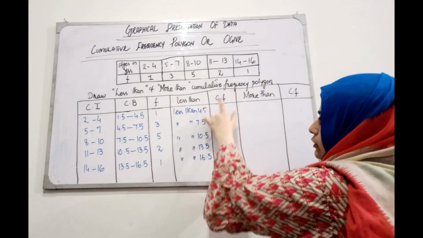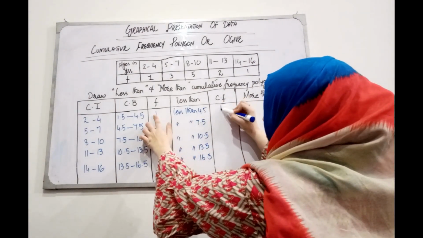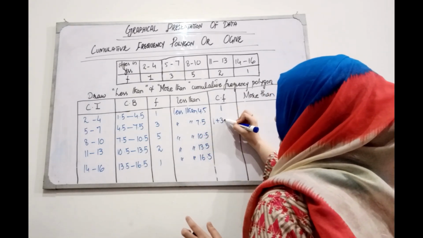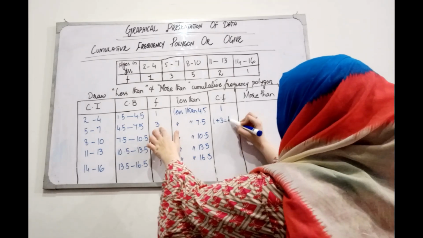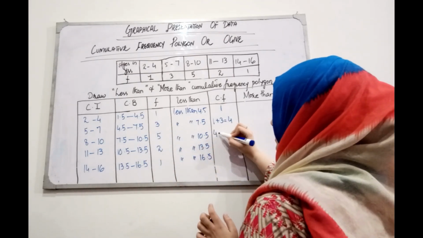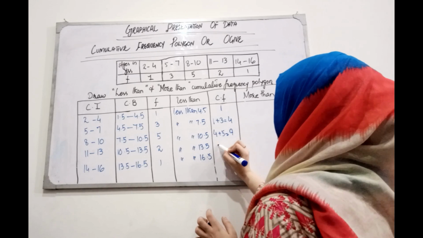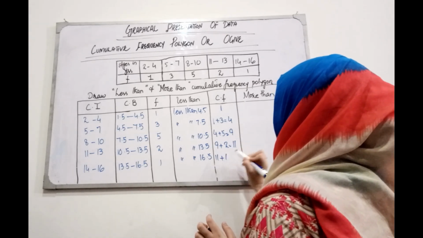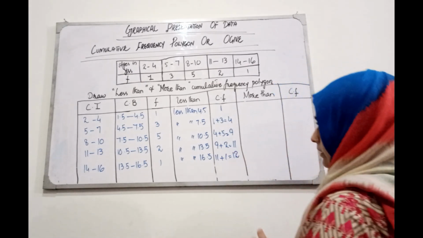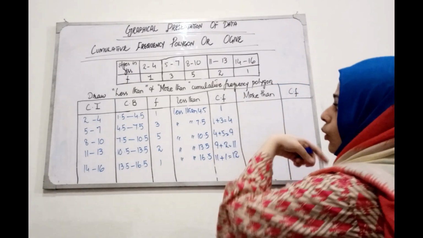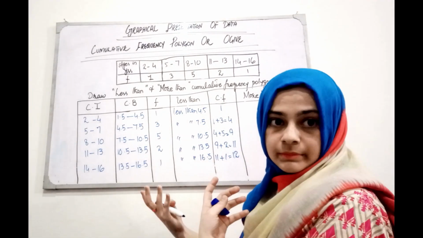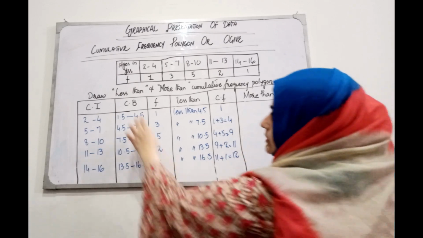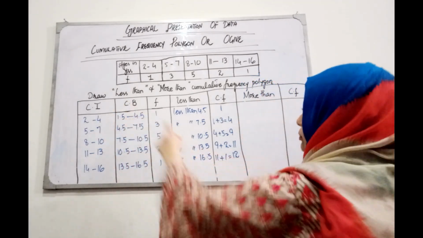So the class frequency of the first class is 1, then that 1 will fall here, adding the frequency of the same class, 4, then falling here, 4 plus 5, 9, 9 plus 2, 11, 11 plus 1, 12. Okay. The more than type, more than the lower class limit, where we can get the class limit from the class boundary, more than 1.5.